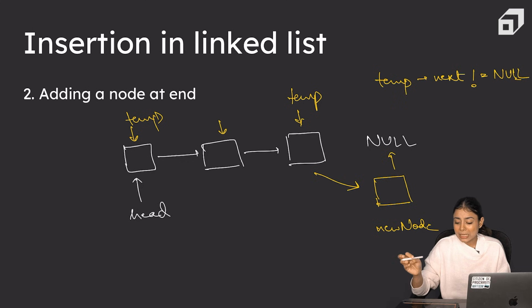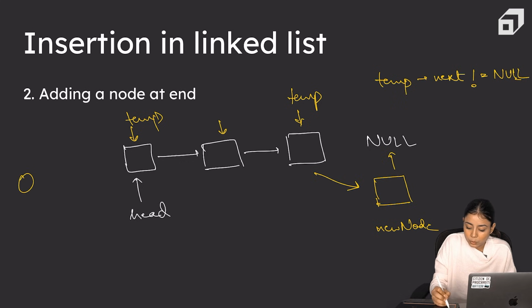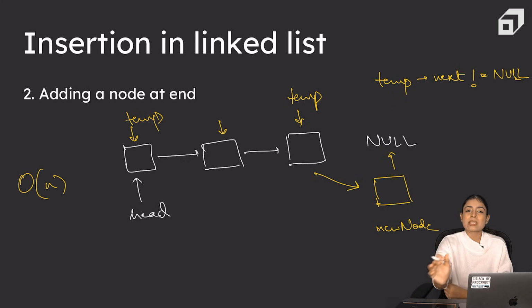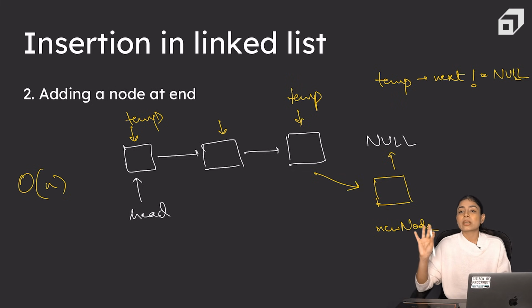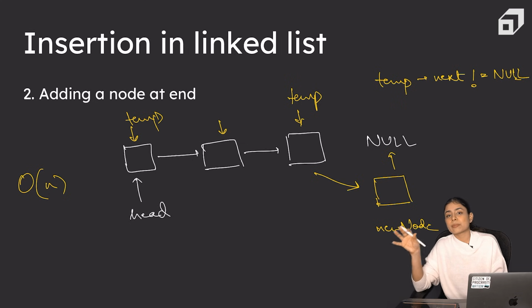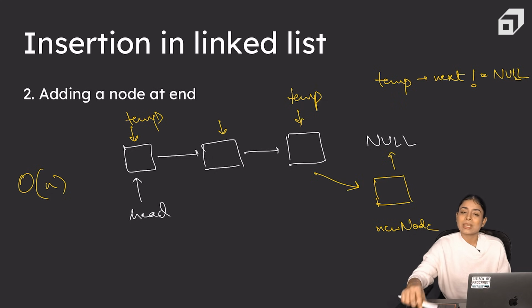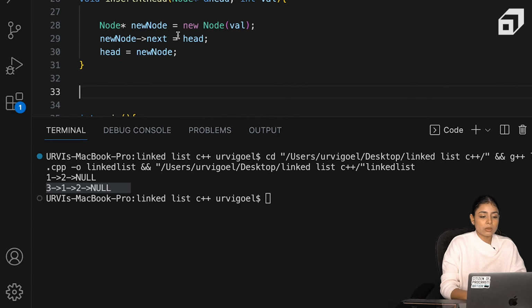And what will be the time complexity of this? The time complexity here would be O of n. Why? Because I'll need to traverse the entire linked list to get to the end node. If I'm already given the tail pointer, however, if I'm given the last node of my linked list, then it's an O of 1 operation. But if we are only given the head pointer, which in most cases will be the case, we would be required to traverse to the last node, making it an O of n operation. Let's write the code for it.